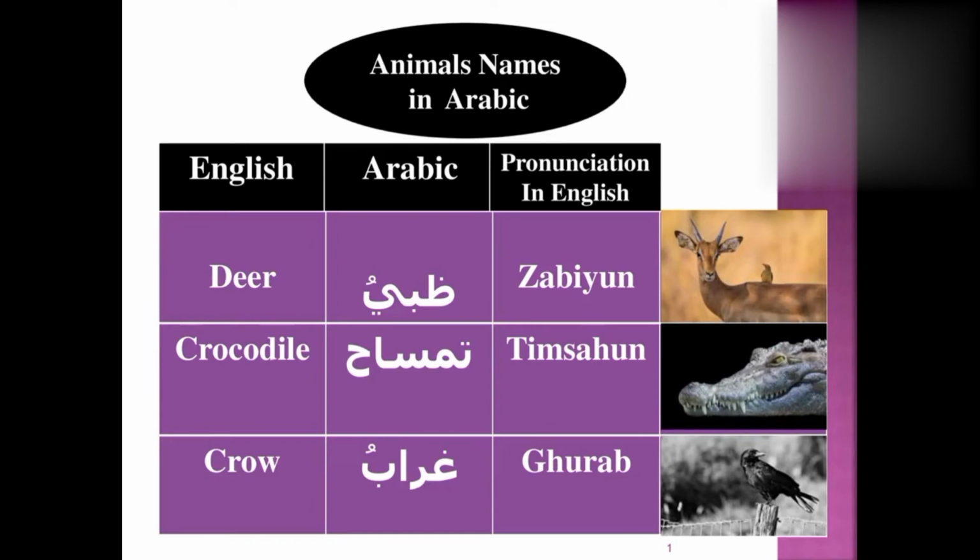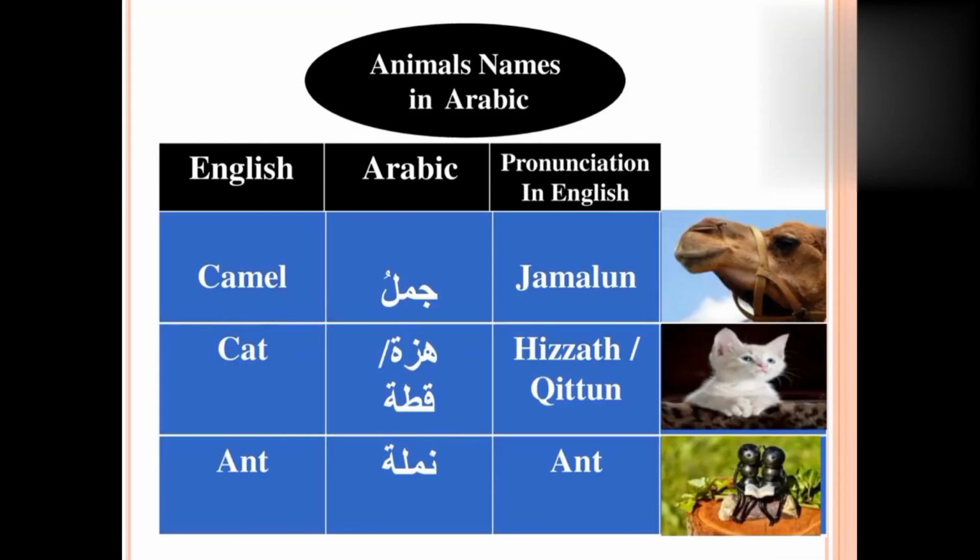For deer we use in Arabic dhabiyun. Dhabiyun means deer. Now see crocodile. For crocodile we use in Arabic timsahun. Timsahun means crocodile. Now see crow. For crow we use in Arabic ghurab. Ghurab means crow. Now see camel.